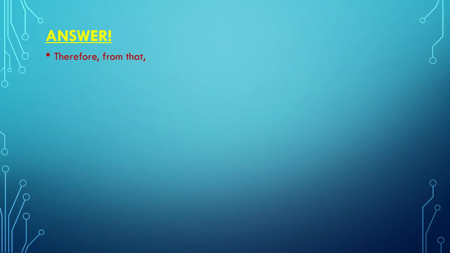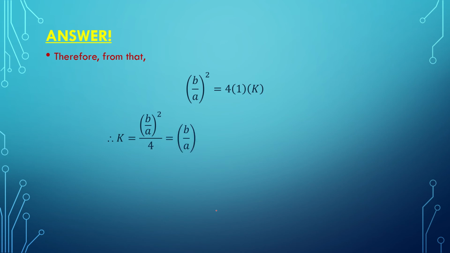Therefore, from that, we shall be able to say, if we now substitute, in our case, we find that the coefficient b that we have in our equation is basically b over a. And we need to square it, which will be equal to 4 multiplied by the first coefficient, which is 1, multiplied by the constant, which is k.